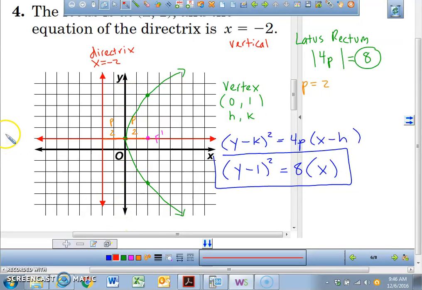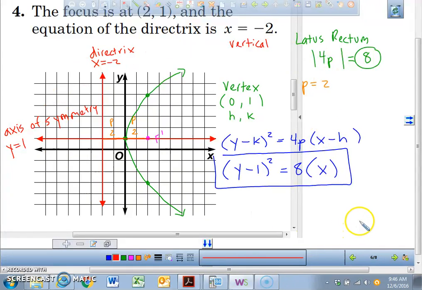Now, right here, our axis of symmetry, everybody, I told you to label it, would be at y is equal to 1. Okay? So right here, this is all the information that you needed to be able to do number 4.